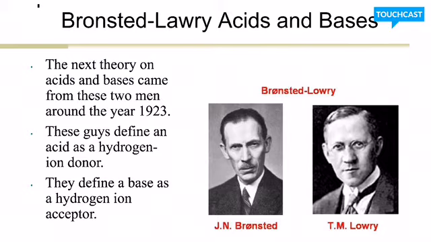So the next theory came from these two gentlemen. This is the Bronsted-Lowry theory behind acids and bases, from around 1923. These guys define an acid a little bit differently. They define an acid as a hydrogen ion donor. Kind of makes sense, right? But they define a base as a hydrogen ion acceptor. Anything that takes on a hydrogen ion is considered a base.